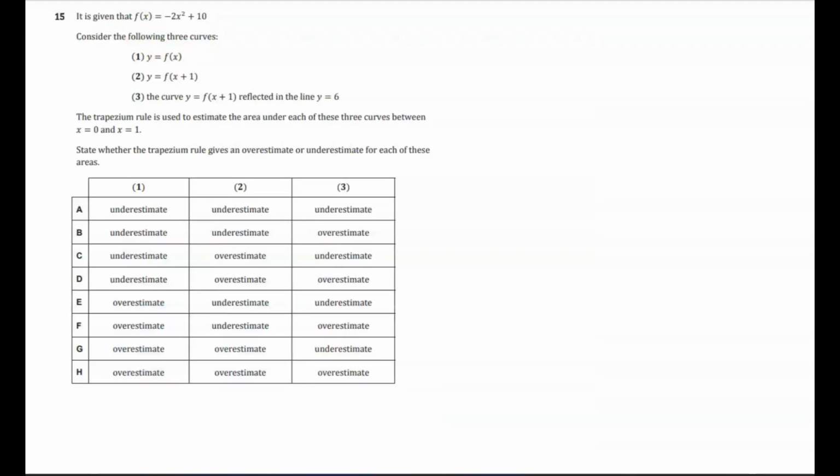In this video, we're going to be looking at a question that was part of the admission test for entrance onto Cambridge's computer science course. So let's get straight into it.